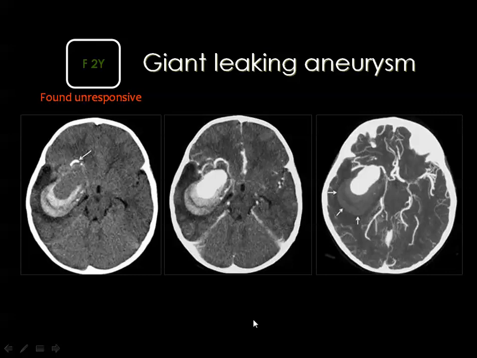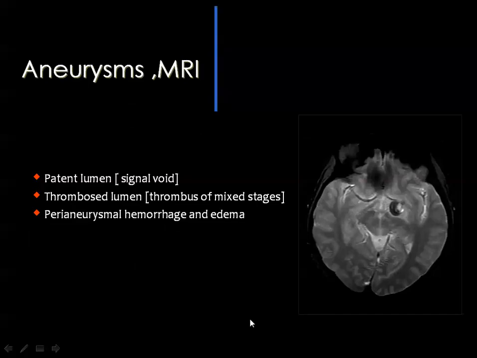Aneurysms by MRI, especially if they are patent, have a classic appearance, and this appearance is due to the turbulence of flow inside the aneurysm itself.